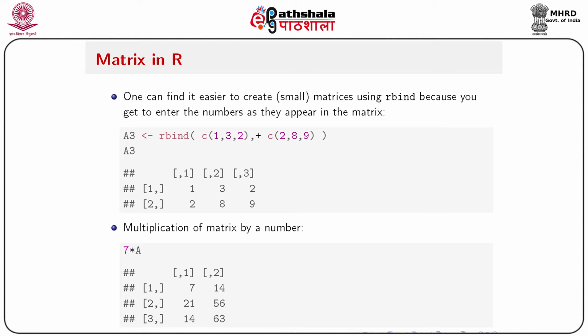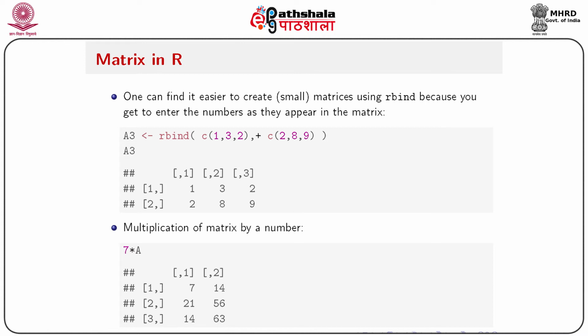The multiplication of a matrix by a number, a scalar, is the same as the vector multiplication. You can use the asterisk symbol, that is 7 asterisk A, that will give you the multiplication. Scalar multiplication means the 7 will be multiplied to all the elements in the rectangular arrangement, the matrix.